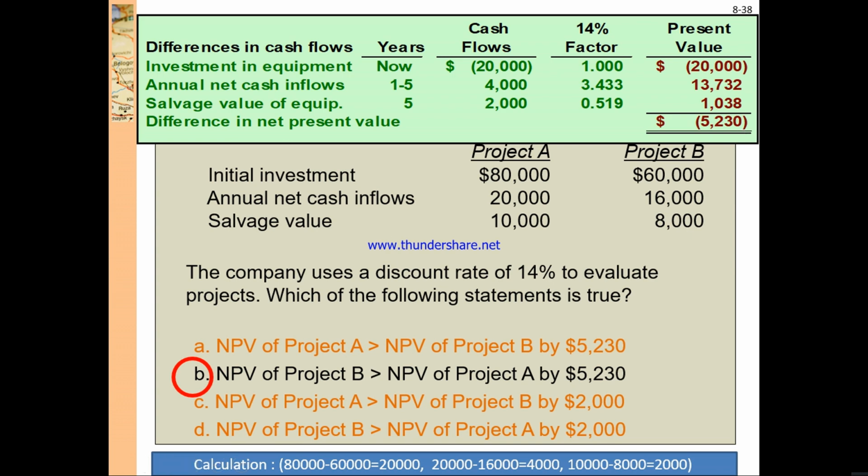As here, cash outflow is the bigger. Negative sign means cash outflow. Am I right? So in this case, the cash outflow is bigger for A than B. Then B is bigger than A. So in this case, the NPV, net present value, of project B is bigger than the net present value of project A. By how much amount? $5,230. So it is very easy for you to understand when you calculate this method this way.